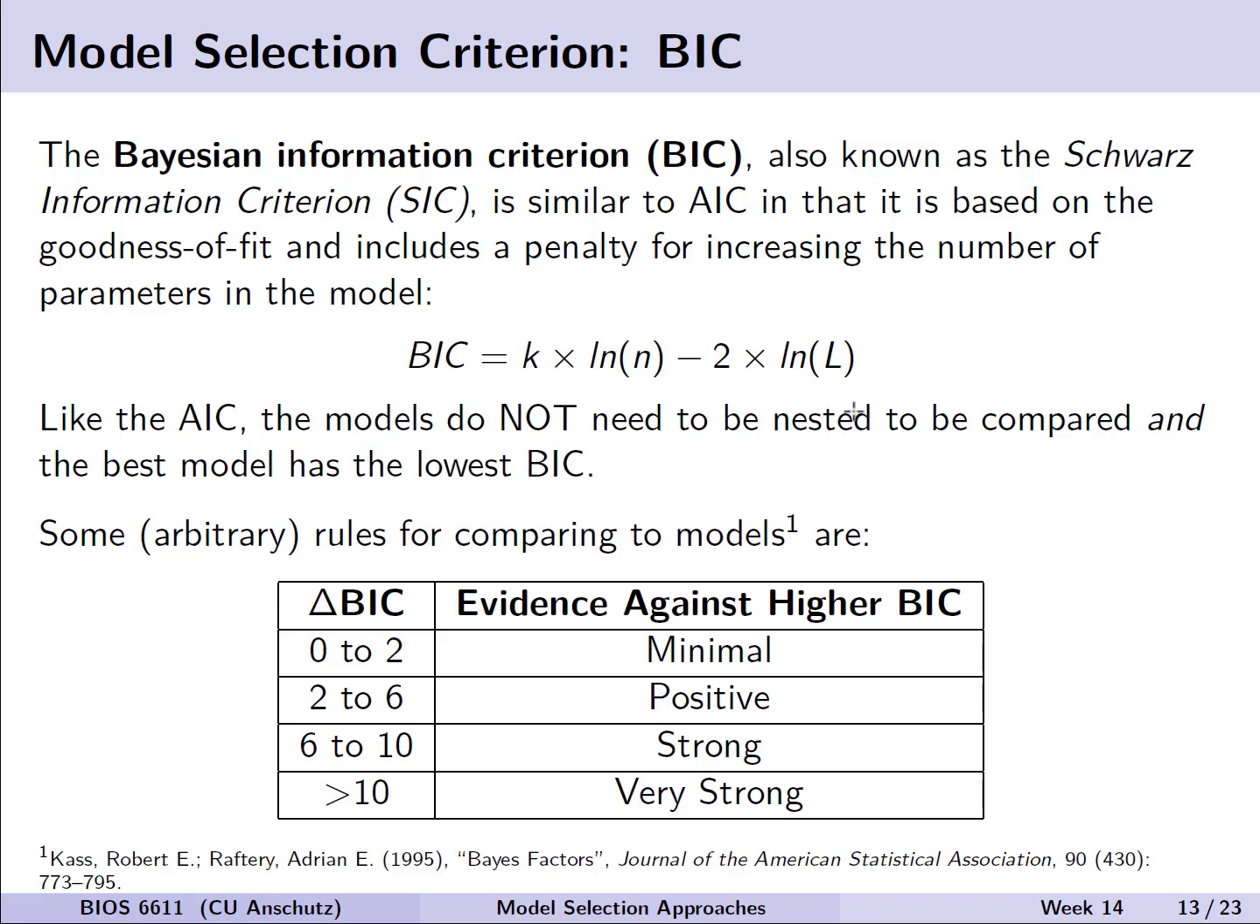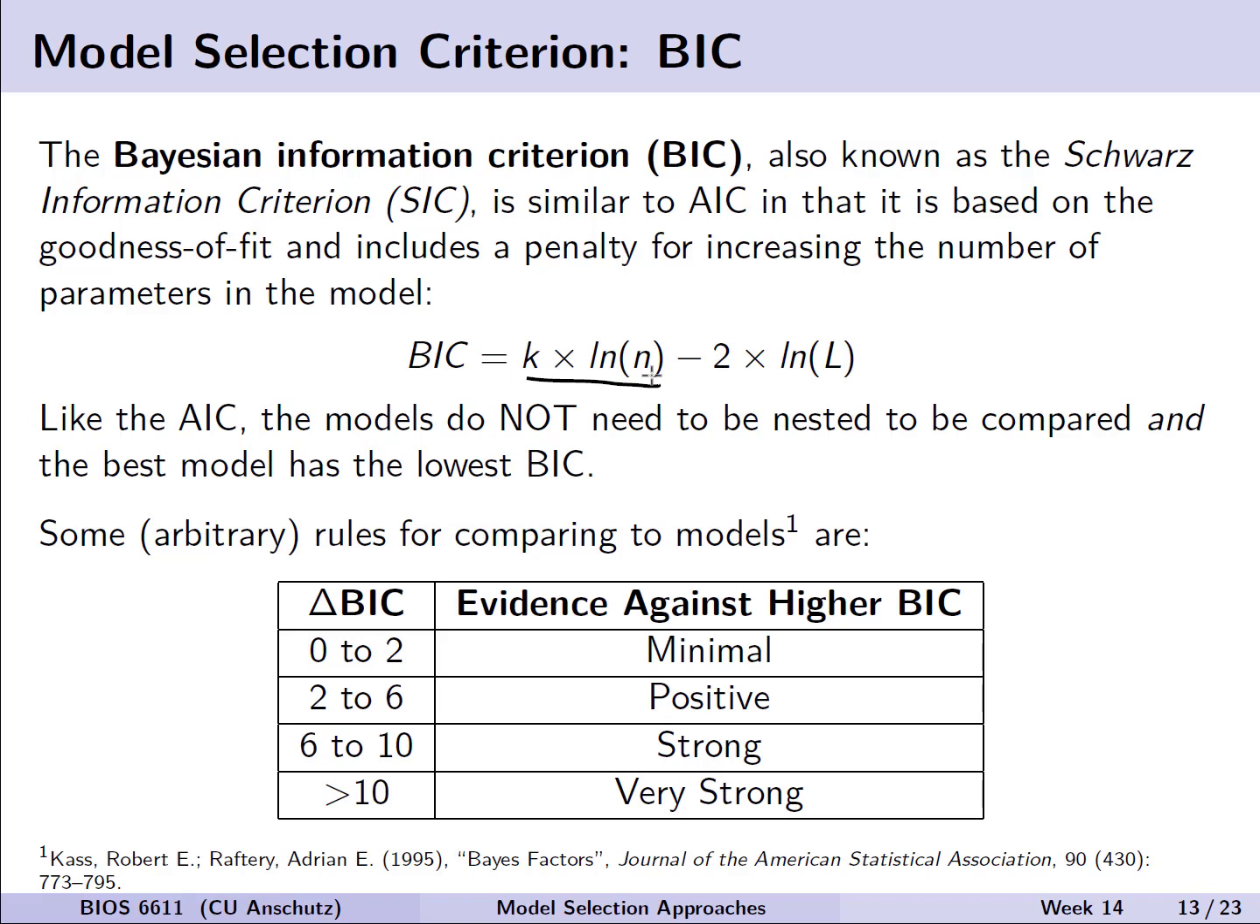A second family of these information criteria is known as the BIC, or the Bayesian Information Criterion, also known sometimes as the Schwarz Information Criterion, or SIC. It's similar to the AIC in that it is based on the goodness of fit and includes a penalty for increasing the number of parameters in the model. So we see here we have our penalty based on the sample size and the number of parameters, but it's a slight twist from what we saw previously for the AIC. Like the AIC as well, we don't need to have nested models to compare between them. We also can identify the quote-unquote best model with the lowest BIC.